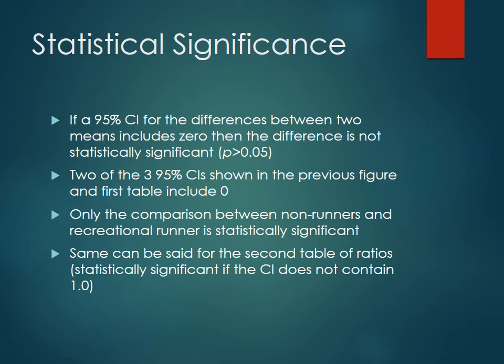So again, if a 95% confidence interval for the differences between 2 means includes 0, then we know that's not going to be statistically significant. And again, 2 of those turned out not to be. In the comparisons, non-runners versus recreational is the only one that ended up retaining significance. And the same thing can be said for the ratios, but if the confidence interval crosses 1, then it's not going to be significant.